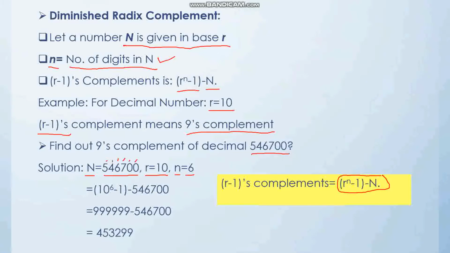Now we will put the values in the given formula. 10 to the power 6 minus 1, then minus 546700. We will solve this part first because it is given in brackets. So we will get 6 times 9's, 999999, minus 546700. So we will get the final value 453299. This is the 9's complement of the given number 546700, meaning the r minus 1's complement.